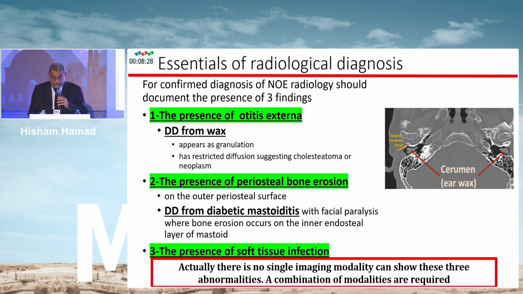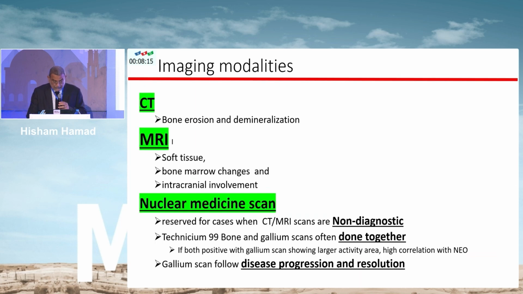Actually, there is no single imaging modality which can show the three abnormalities together well. So a combination of modalities is usually required. Common imaging modalities are CT, MRI, and nuclear medicine. CT is best for bone erosion. MRI is for soft tissue evaluation, bone marrow changes, and intracranial complication. While nuclear medicine is reserved for cases when CT or MRI are not diagnostic.